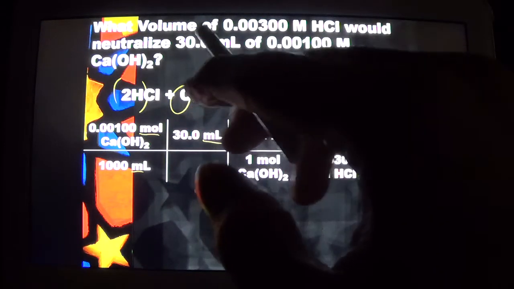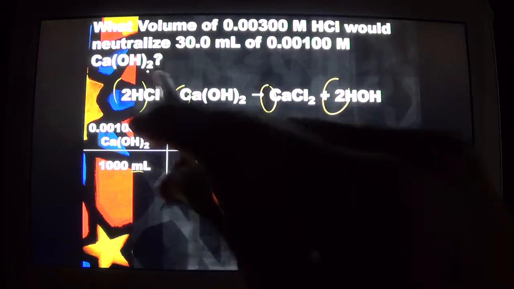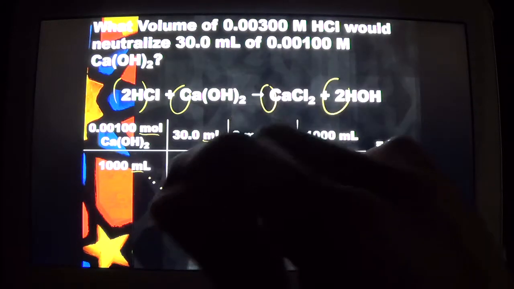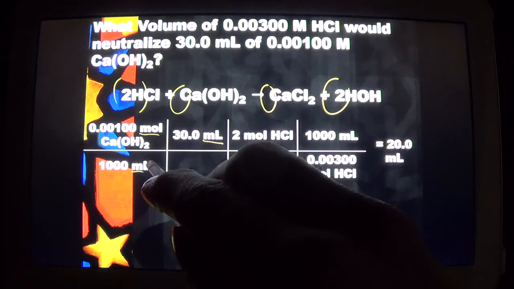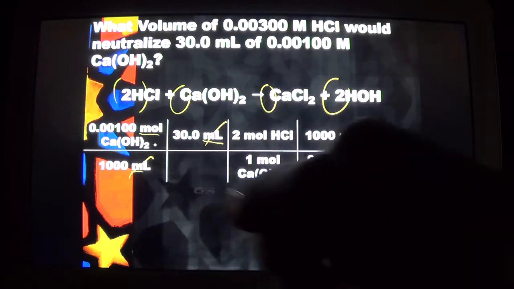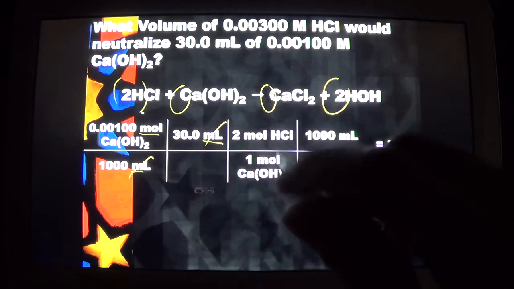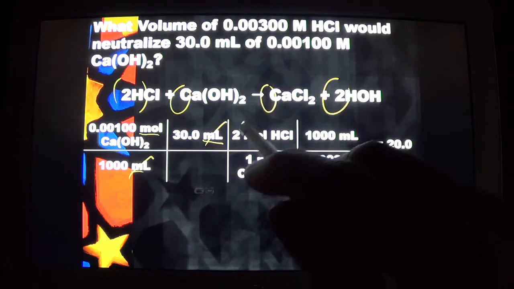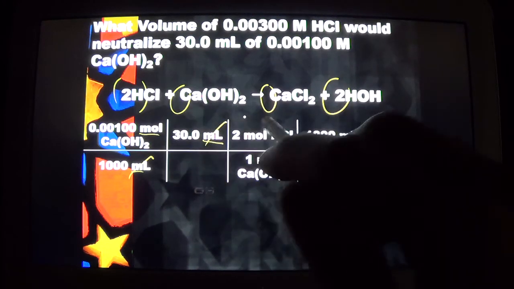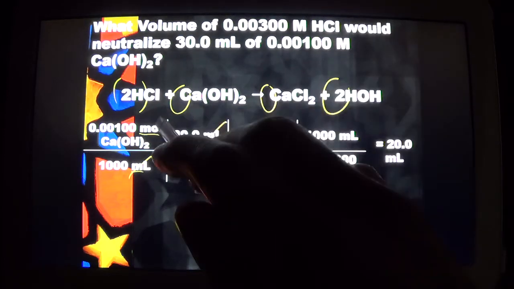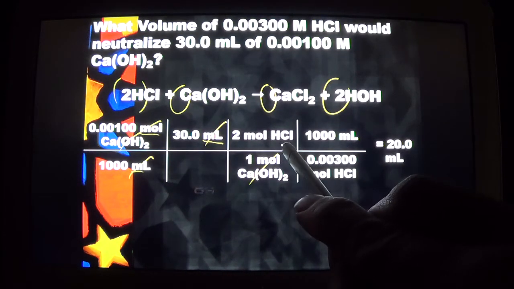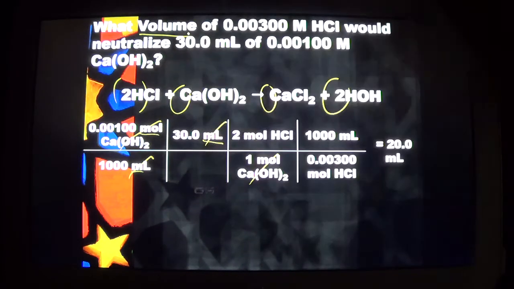Here's what I know. I know a complete set of information for the base. So I'm going to start with the base. Please pay attention to what you know and what you don't know information for. So milliliters are going to cancel there. I have moles of base. Now from my equation, I know for every 1 mole of calcium hydroxide, I will neutralize 2 moles of hydrochloric acid. So I have that information there. And then moles of calcium hydroxide cancel. Now I have moles of hydrochloric acid, and I'm looking for volume.